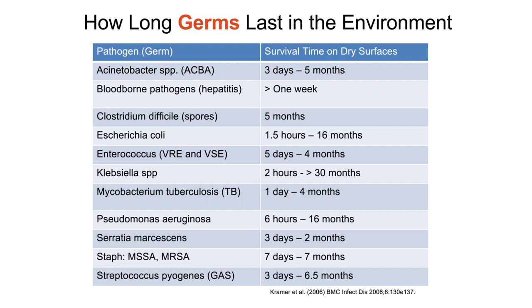C. diff can last in the environment for 5 months, and MRSA, which we are all familiar with, can last from 7 days to 7 months. This shows how important it is to clean and disinfect correctly. It can be hard to kill germs and get rid of them completely.